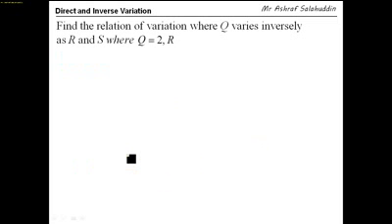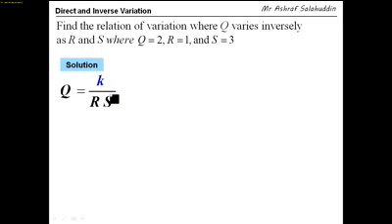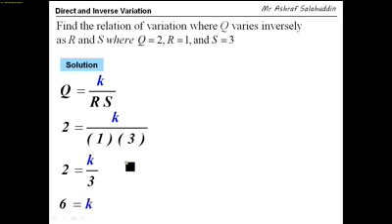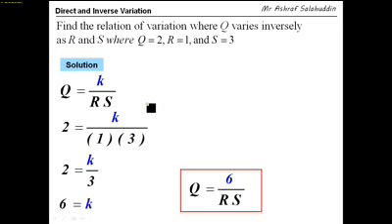Next, find the relation of variation where q varies inversely as r and s, where q equals 2, r equals 1, and s equals 3. Because q varies inversely as r and s, q equals k over rs. We replace q, r, s by the values 2, 1, 3. Then we find the value of k, which is 6, and we write the relation q equals 6 over rs.